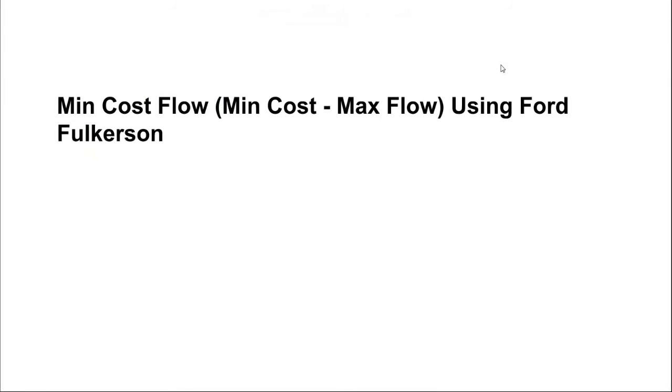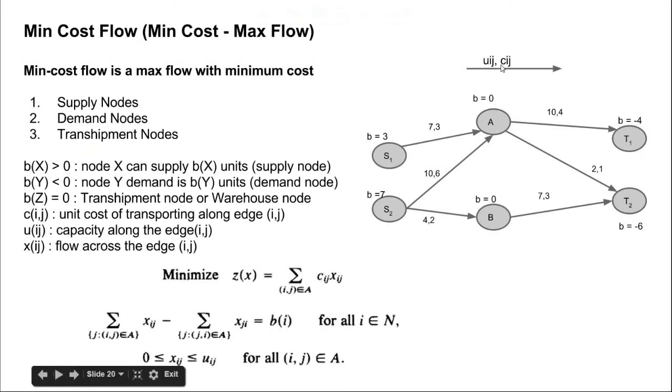We have to find the min cost flow, max flow using Ford-Fulkerson. The min cost flow is the max flow with minimum cost. The min cost network has three different types of nodes: supply nodes, demand nodes, and transshipment nodes. There can be multiple nodes of the same type.